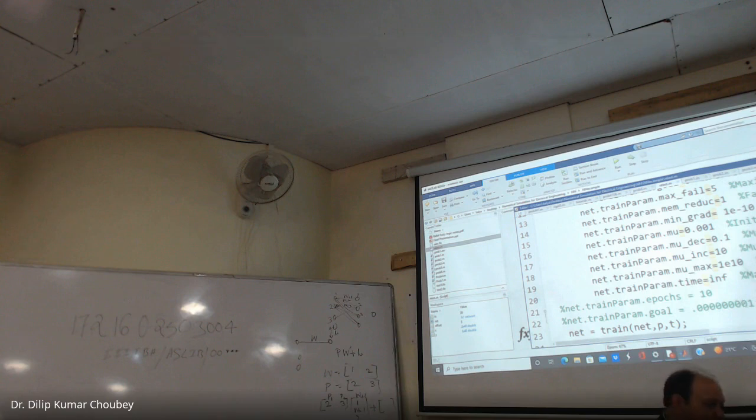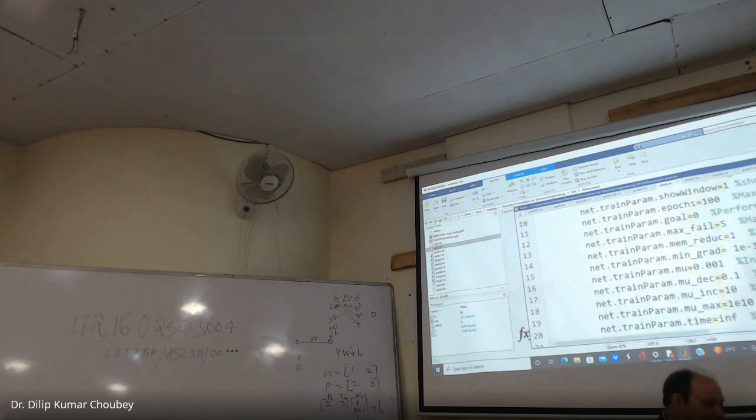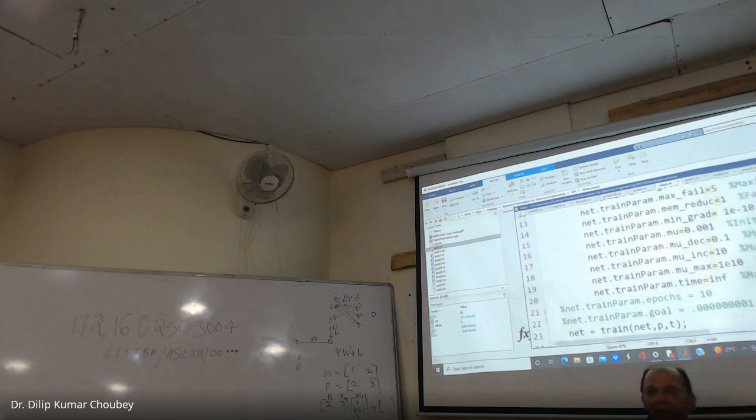The number of epochs and the goal are two very important things in a neural network. Epochs means all the data, how many iterations you require to achieve the goal of your system. Either the number of epochs is achieved and your system will terminate, or if the goal is achieved, then your system will terminate. These are the two termination conditions: the goal and the number of iterations, the number of epochs.